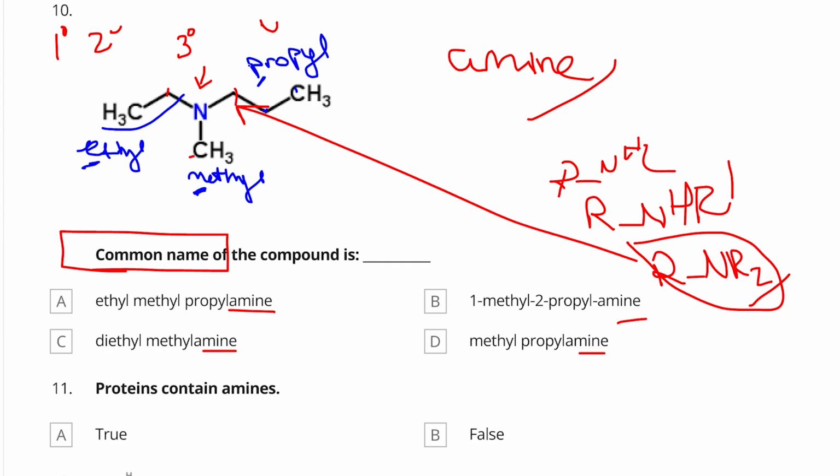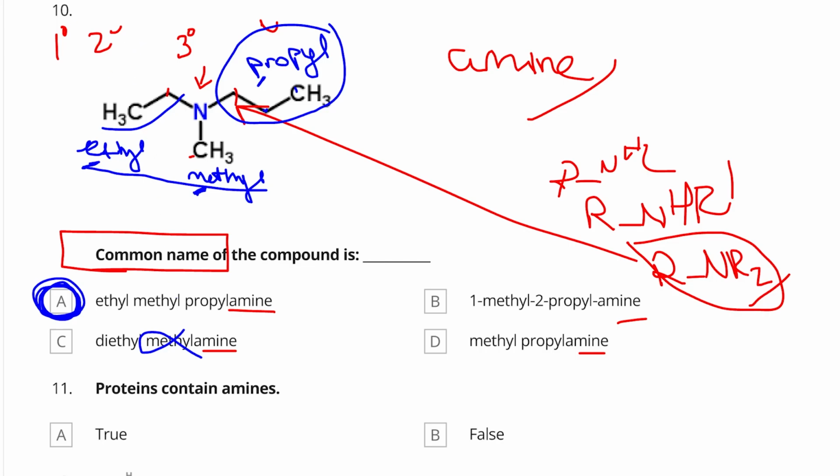In the tertiary amines, or in the amines, the carbon chain having the longest alkyl chain must be the suffix. So it must be with the propylamine. So we'll eliminate this one. And the rest is written according to the alphabetical order. So ethyl methyl propylamine. This is the correct option for the common name.